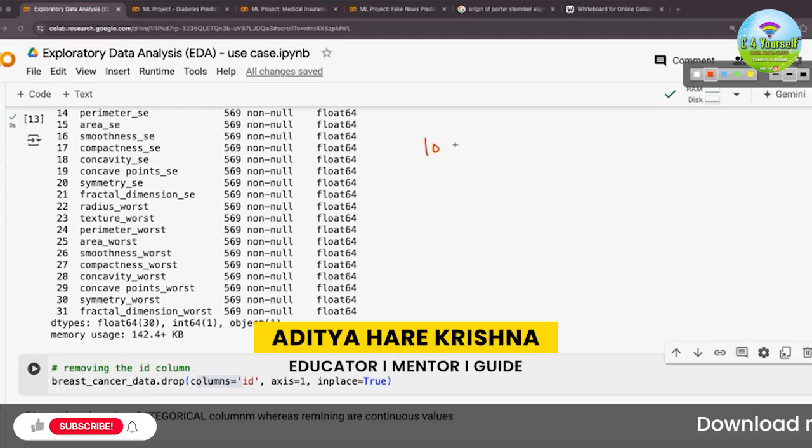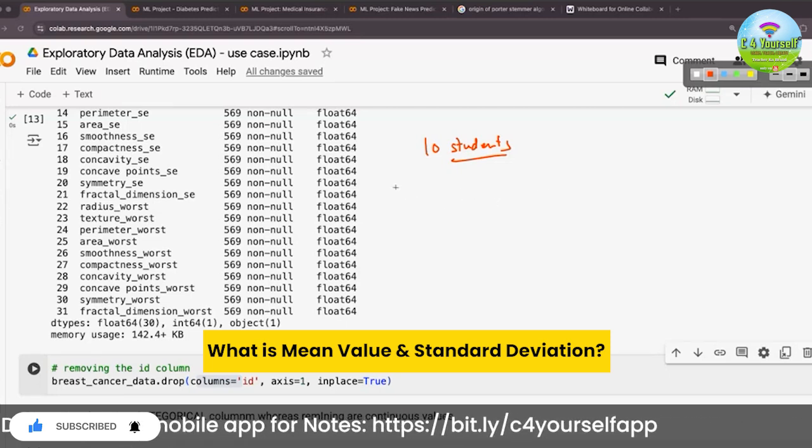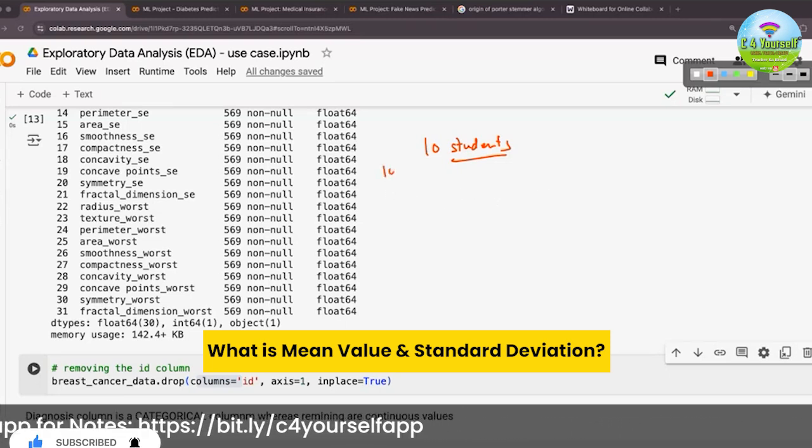I have a class of 10 students. Okay, you can see what I'm writing. My writing is so bad. So 10 students are there, and they have their marks in a course of 100 marks.